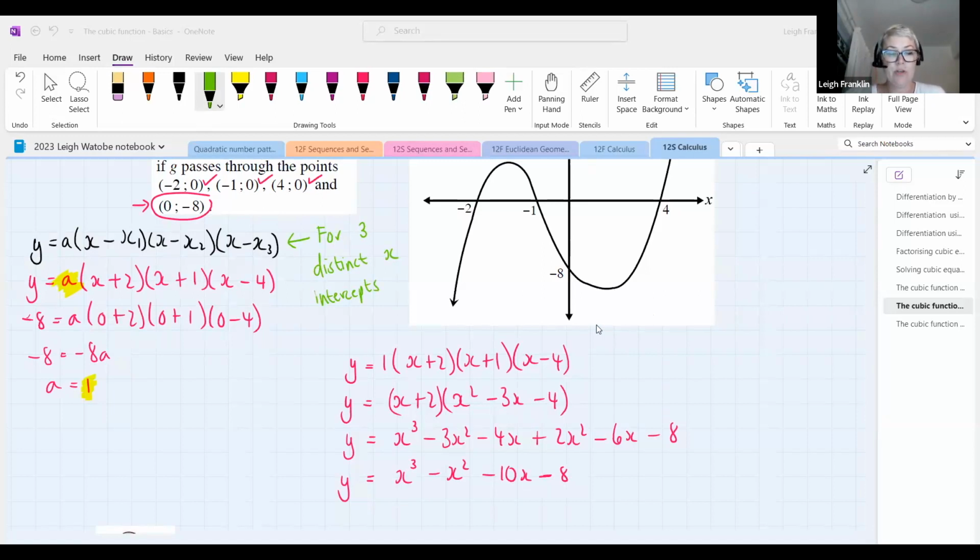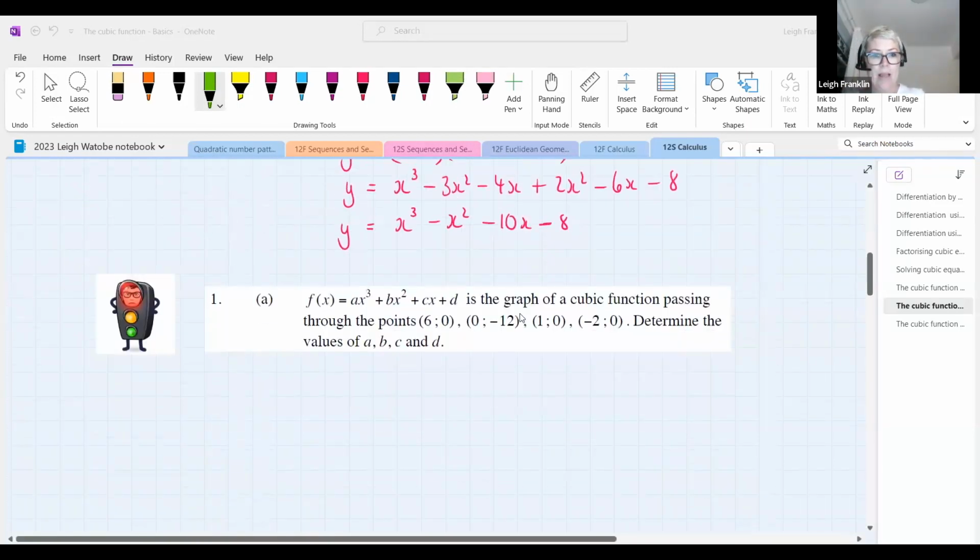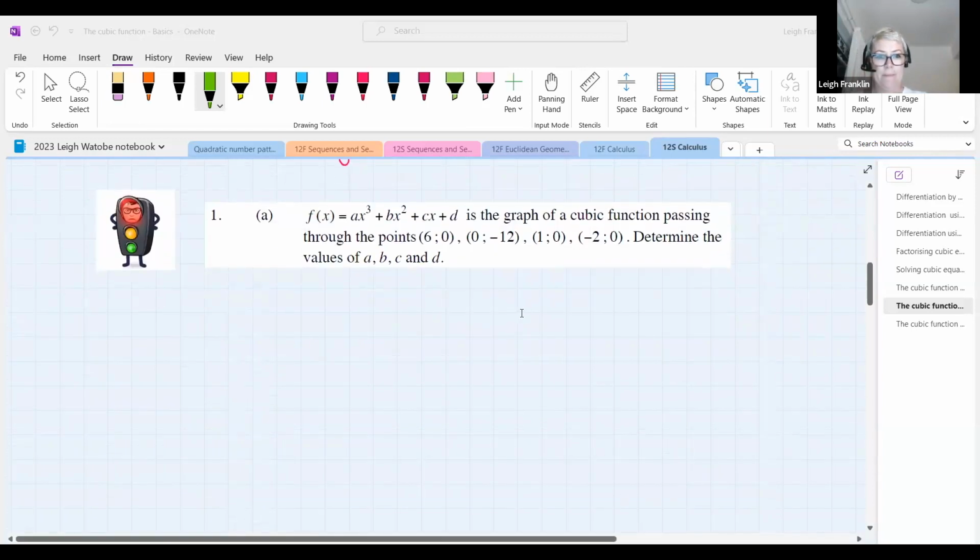So take screenshots if you need to. And we're going to go down and have a look at this question. And that's this one over here. You are going to work out what the coefficients of the x cubed, x squared, x, and the constant term are using the information that's been given. All right, off you go.